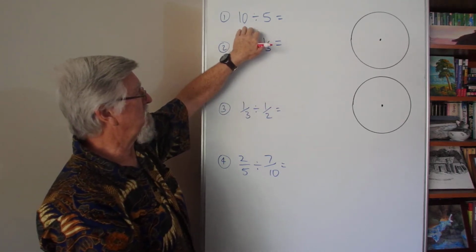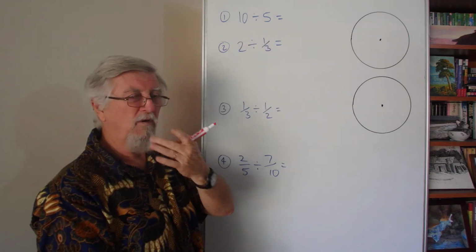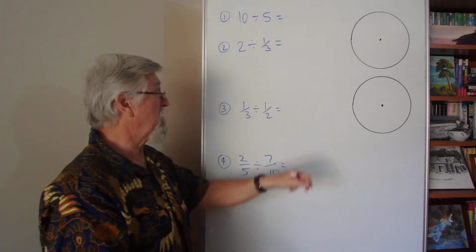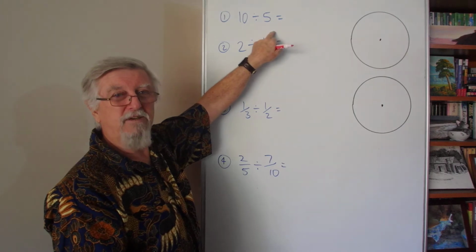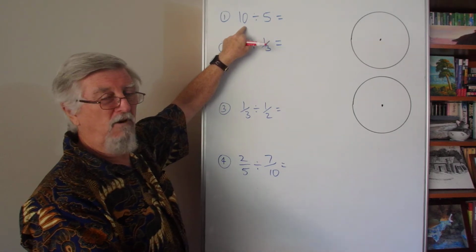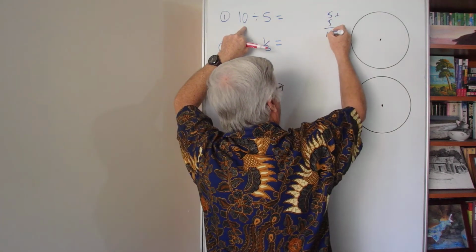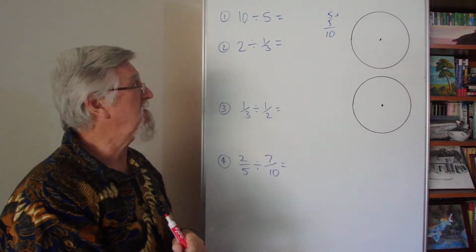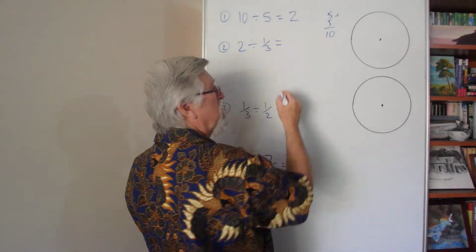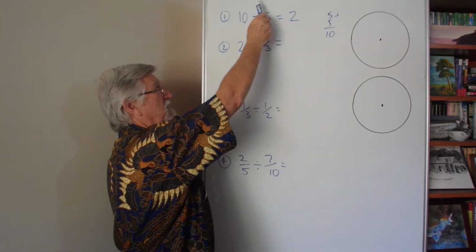Let's go back to what happens when you go 10 divided by 5. The question is really how many times does 5 fit into 10? So 5 and 5 is 10. So if I add 5 and 5, I get 10. So how many times does 5 fit into 10? Twice.